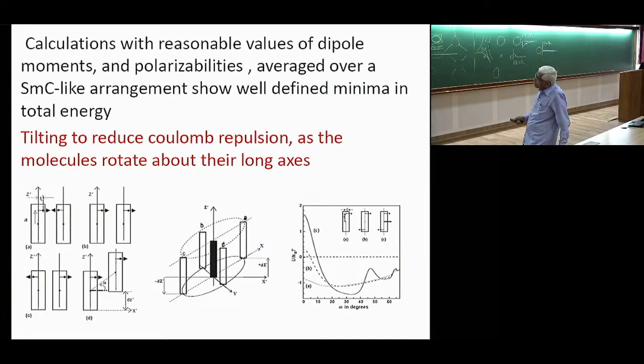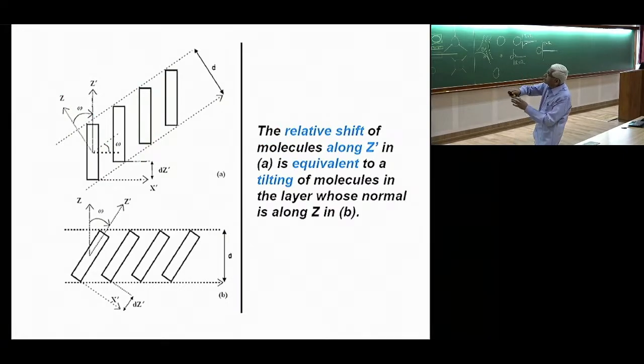So to escape that repulsive interaction, the molecules shift along the direction of the molecular orientation. Of course, there is this dispersion interaction which wants to keep them in the Smectic A phase. So it's a competition between the dispersion interaction and this repulsive interaction. And in fact, we have done some detailed calculations to show that this actually can be the origin of the tilting in the Smectic phase. Because if I shift relatively, it is equivalent to tilting of the molecules.